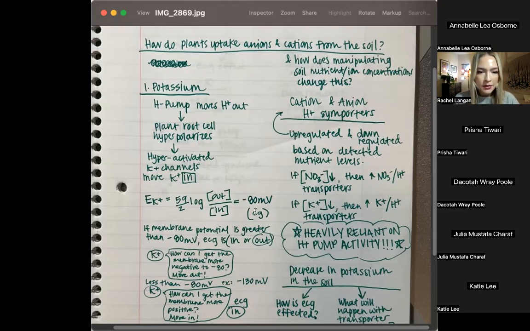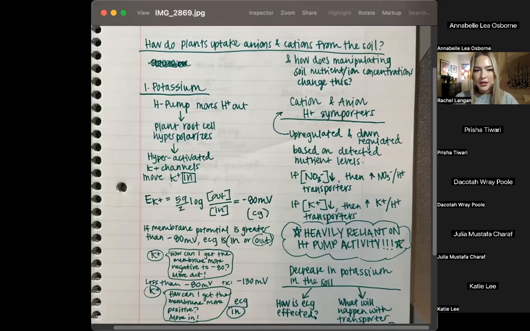Let's say we all of a sudden make it so that potassium concentrations in the soil are super duper low. So what we've done is we've changed this value here, the concentration out. And if you make this value lower and lower and lower, you'll have to do the calculation on the test, but you'll see that this number is going to get more and more negative. So let's say you get a value and it's negative 250.